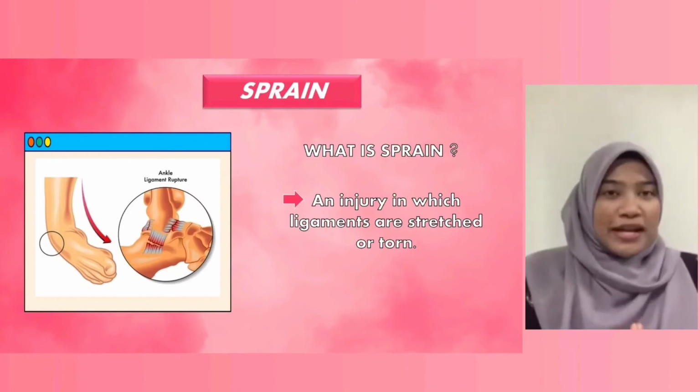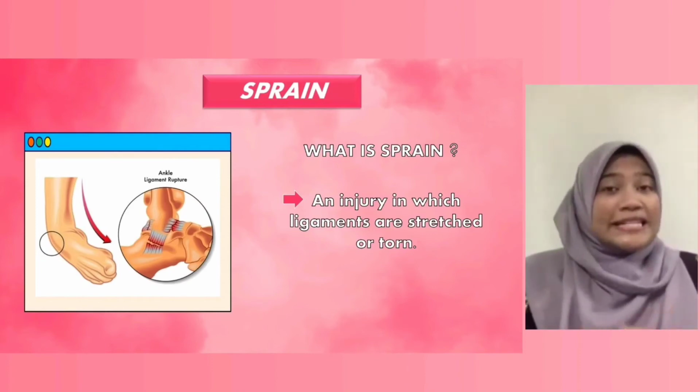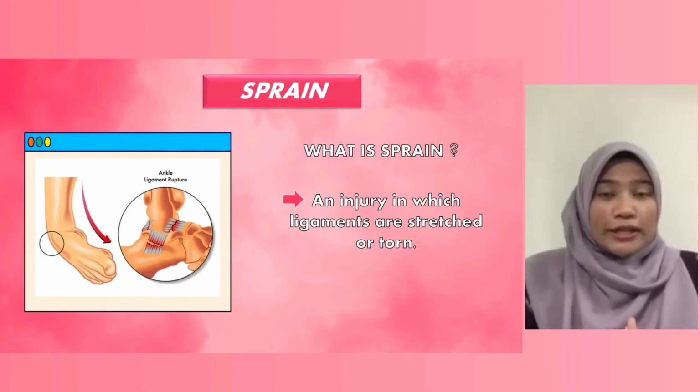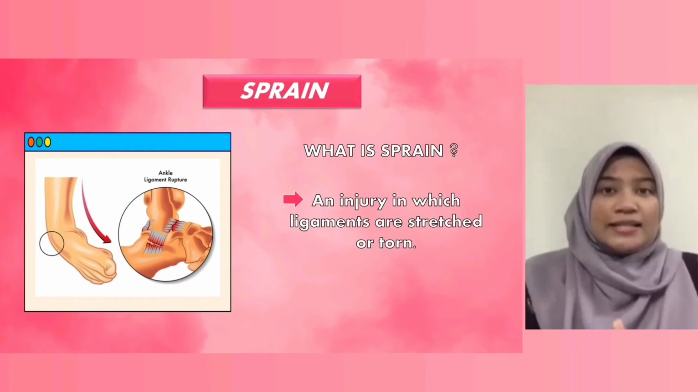What is a sprain? A sprain is an injury in which ligaments are stretched or torn. A sprain is a stretching or tearing of ligaments, the tough bands of fibrous tissue that connect two bones together in your joint. The most common location for a sprain is in your ankle.